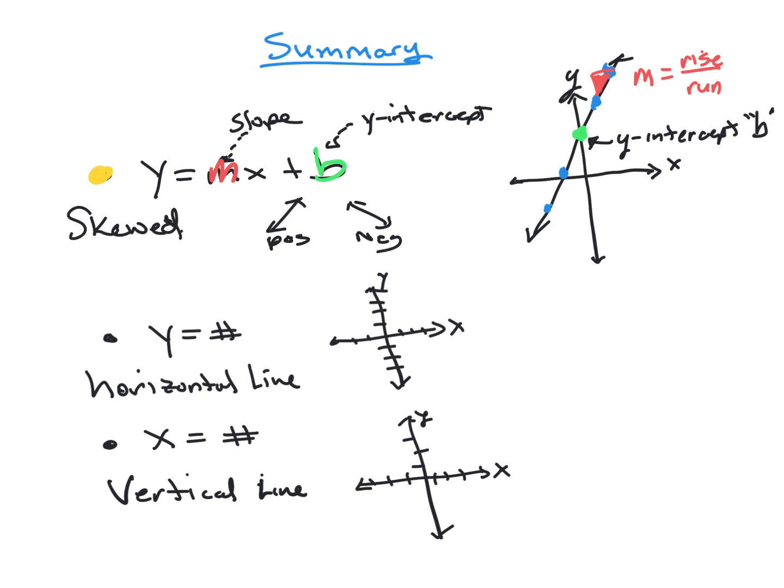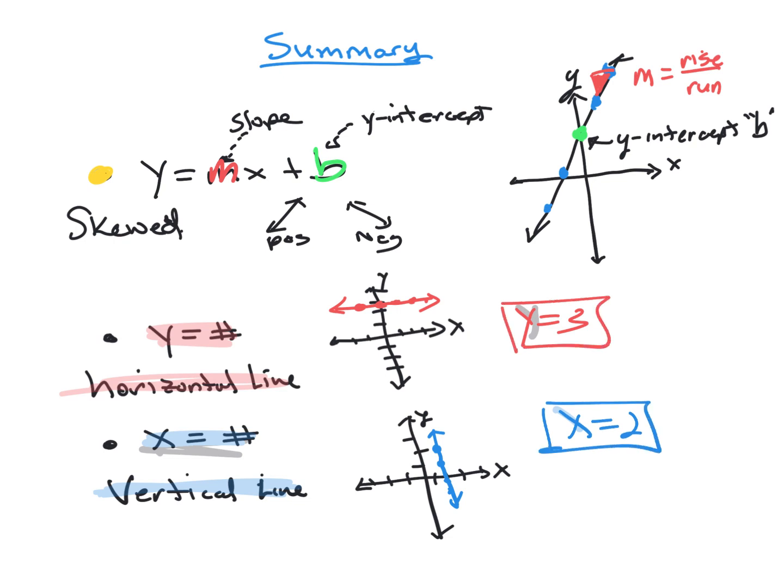And then you have some special cases. When you have an equation that just says y equals, those are going to be horizontal lines. So for an example, y equals 3 would be the horizontal line there, because those are where all the y coordinates are always 3. When you have x equals a number, that is when you will have a vertical line. For an example, if you have x equals 2, that would be this vertical line. This is where all of the x values are always 2, and where the y values are always 3.